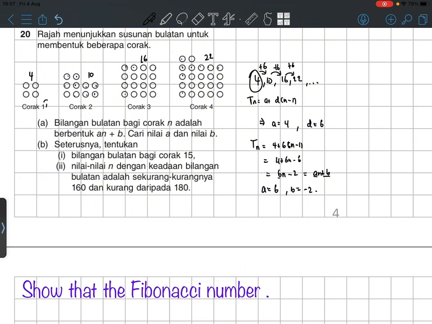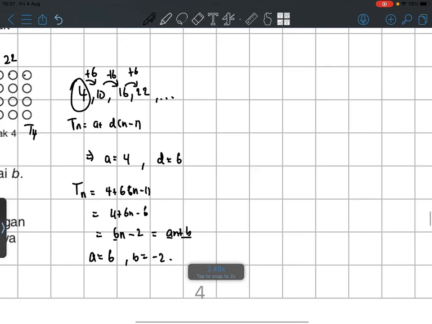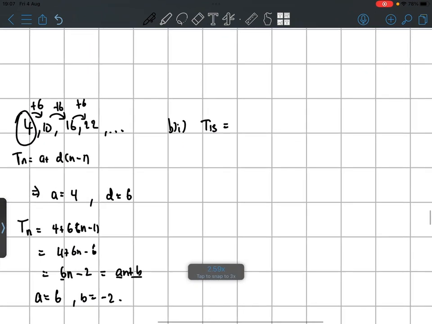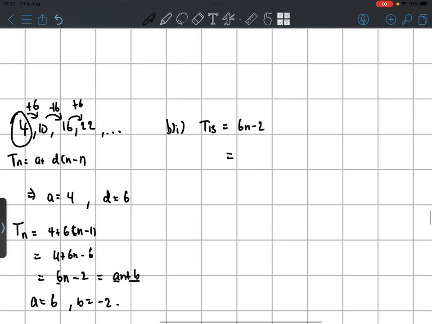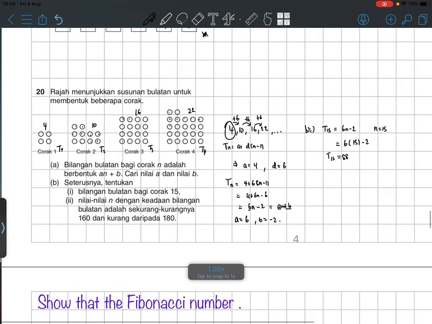So this is the first term, t1, then t2, t3, t4. So we need to find t15. The formula for tn is 6n minus 2. So we just substitute n equals 15. So 6 times 15 minus 2 is what? 6 times 15 is 90, minus 2 is 88. Okay, t15 is 88.